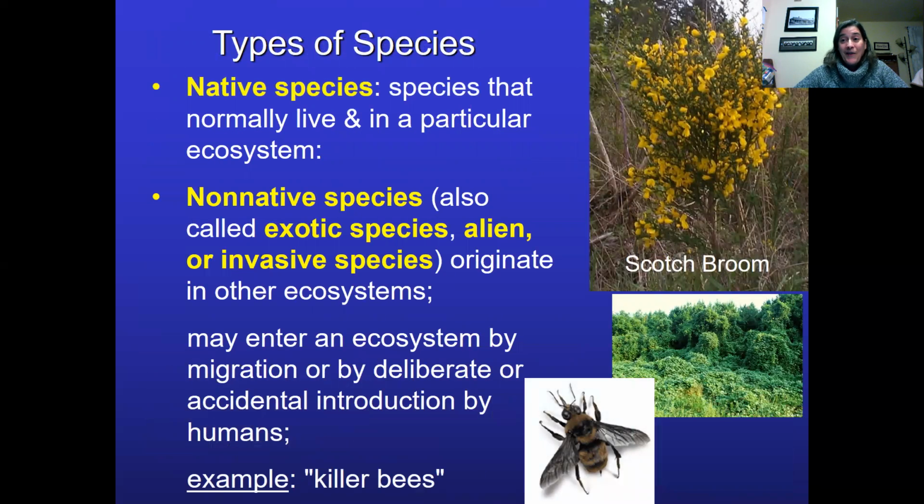So, more categories of species. Again, you can divide things up into two categories: native species, species that have evolved to be in an area, and non-native species. And unfortunately, the non-native species category has lots of different terms for the same thing. You can call them exotic species, alien species, and usually I'll call them invasive species. They originate in other ecosystems.